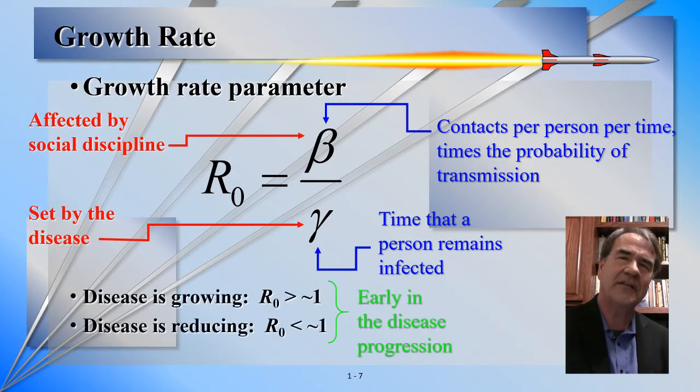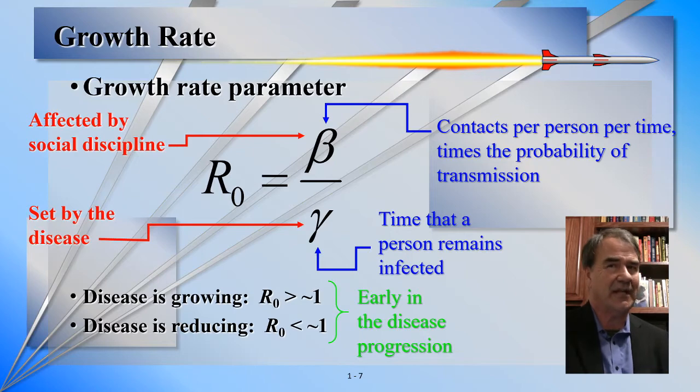And it's not completely like this, but essentially early on in the disease growth, if R0 is greater than 1, then the disease is growing, and the larger it is, greater than 1, the faster it's growing, and the more pervasive into society it'll be. And then if R0 is less than 1, the disease is tending to decrease and therefore not growing.